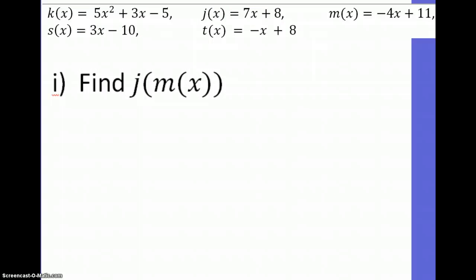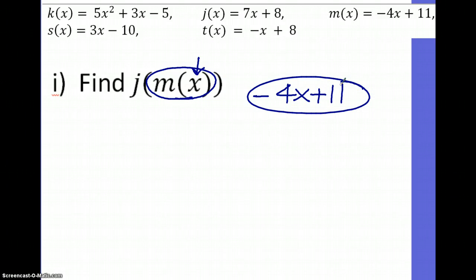Okay, this one is a little bit different because we're not given an X number to plug in for M. That means that we're going to take all of M, whatever M is, so we're going to take that -4x plus 11, we're going to take all of that and plug it in to J. So what that means is we've got J is 7. We're going to take all of M and plug it into that X spot.